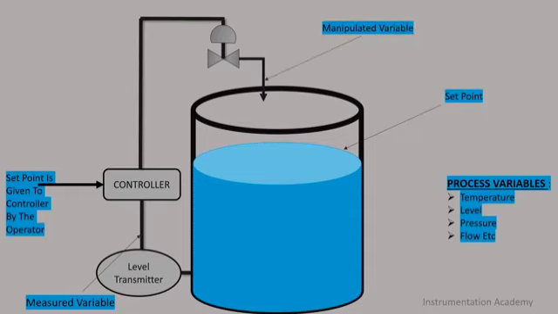Manipulated variable. It is the parameter that is adjusted to bring the process back to the desired set point. The manipulated variable in this figure is the water entering the tank.